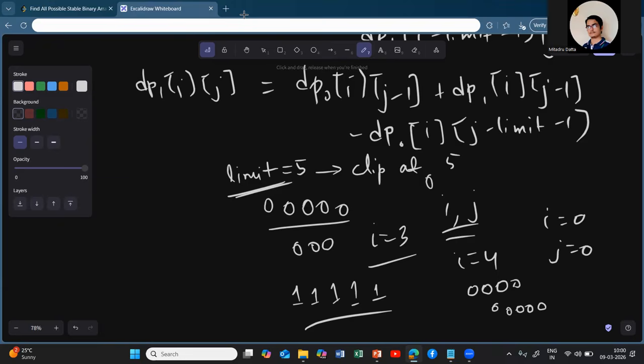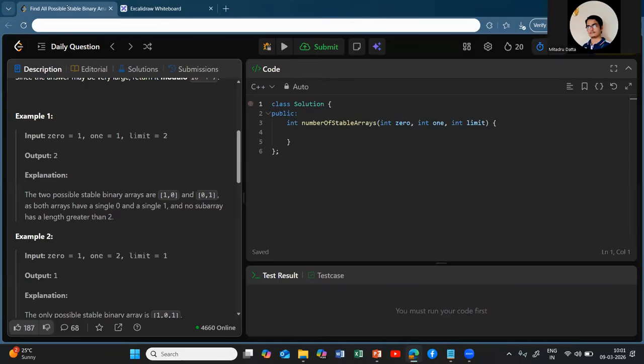In that case, the number of occurrences, the number of strings, will be 0. Otherwise, there is only one choice of making this, so the answer will be 1 for this. So you can define your base case very easily like this. And I hope that will be all. You can just start to code it on your own. Let's see how we'll do this.